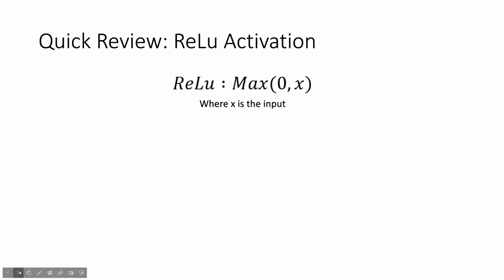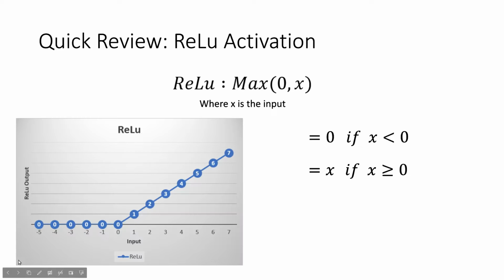So essentially ReLu is defined as the maximum of the input and 0. So it is 0 when the input x is less than 0, and it is the input itself when the input is greater than or equal to 0. What it does is it filters out all the negative numbers and marks them as 0, and from 0 onwards, whatever is the input, the ReLu function will take that as the output. So this is how the graph looks.